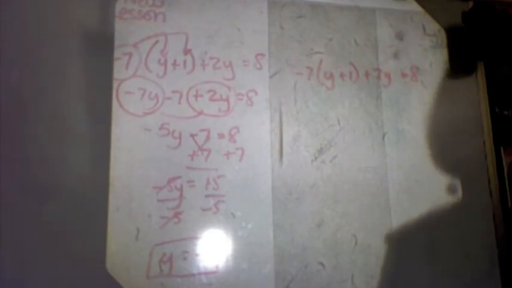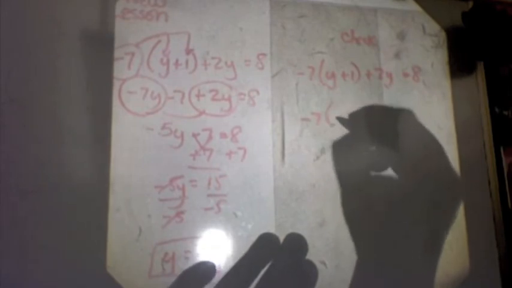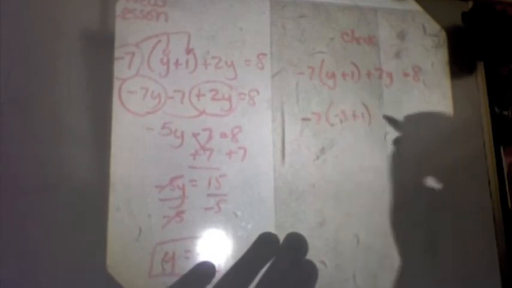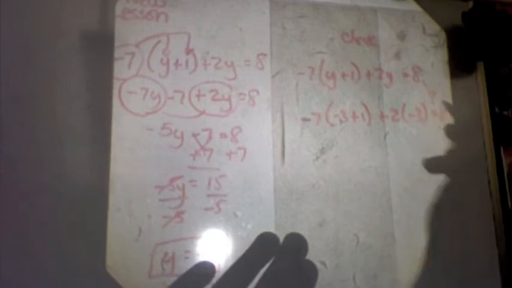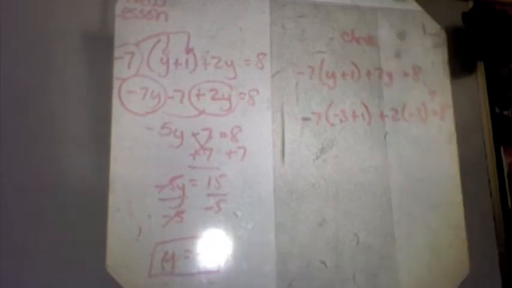So you write the original equation, -7(y + 1) + 2y = 8. You write the original equation. That's the first thing you need to do to check. All right, and instead of y, what am I going to put in? -3. So -7(-3 + 1) + 2(-3) equals 8. And we're asking ourselves, does that equal 8?